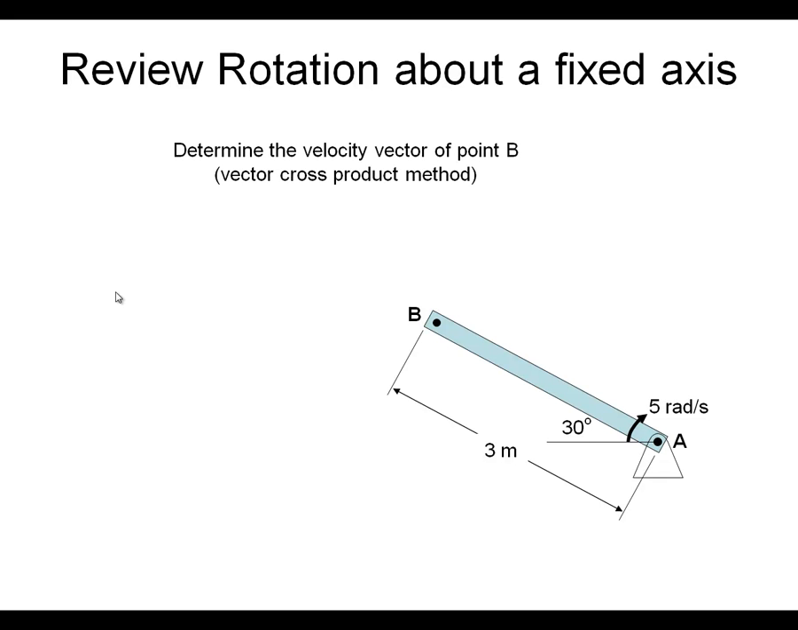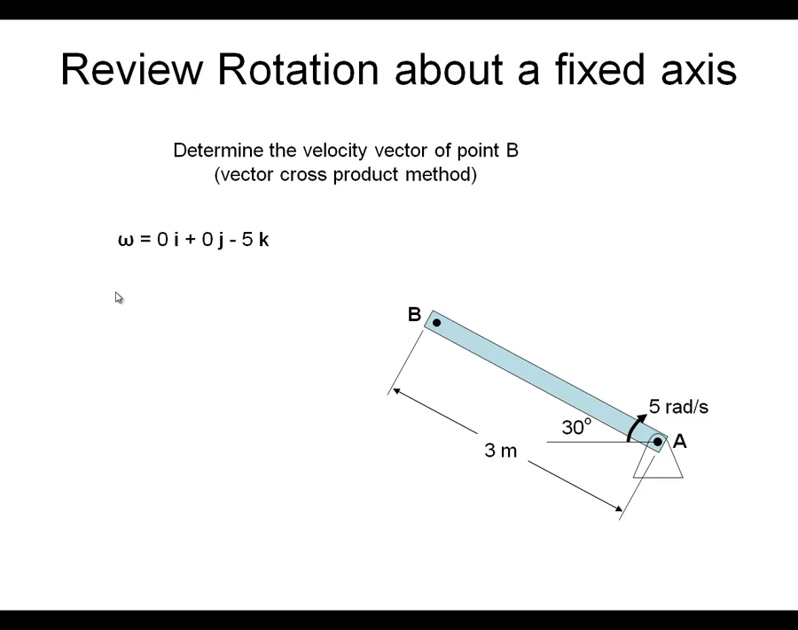Let's determine this velocity vector at point B, but let's do it using vector math, or the vector cross product method. There's my omega vector, and we use the right hand rule to determine that. Use your right hand, your fingers curl in the direction of the 5 radians per second. Your thumb points into the board, which is in the negative k direction. So the omega vector is a negative 5k.